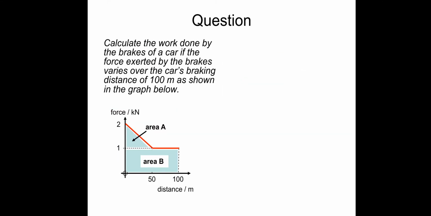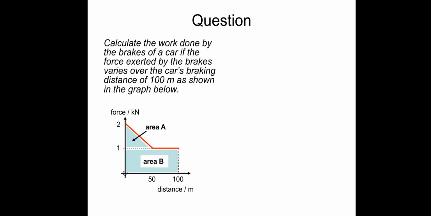So a quick question. Calculate the work done by the brakes of a car if the force exerted by the brakes varies over the car's braking distance of 100 meters as shown in the graph below. What we need to establish then is that when a car is moving, it has kinetic energy. And to stop the car, we need to get rid of that kinetic energy, convert it into other forms. So there is work done by the brakes. So we convert the kinetic energy of the car into thermal energy within the brakes, which is then dissipated into the surroundings.